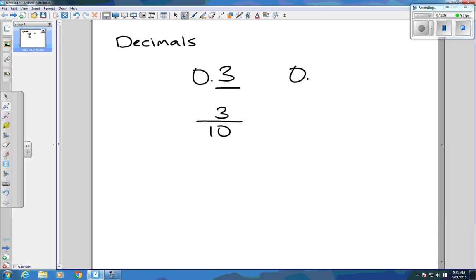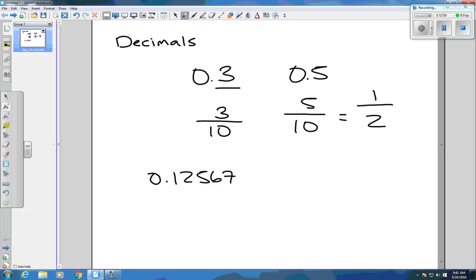For instance, everybody knows 0.5 is 5/10. Well, 5/10, is that reduced to lowest terms? No. You know 5/10 is 1/2. You will always make sure to reduce it to lowest terms. So let's talk about a bigger decimal. Let's talk about 0.1256789. I'm just making up a number.